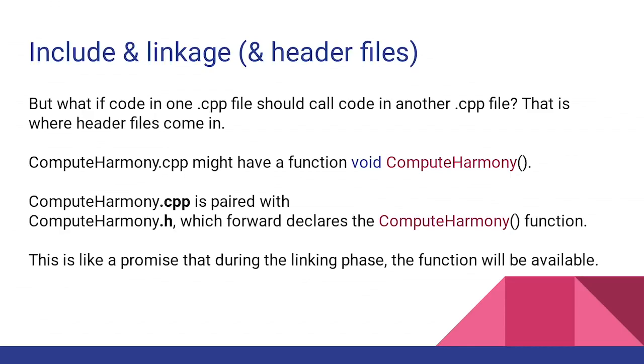So for example, if I have some function compute harmony, I'll say in the .h file, hey, I promise there's a function called compute harmony, and you just have to trust me on it. And at link time, the linker will know where the function is and it'll finish the call. But in your code, if you try to call this function, you can just trust me that the function will exist eventually at link phase.